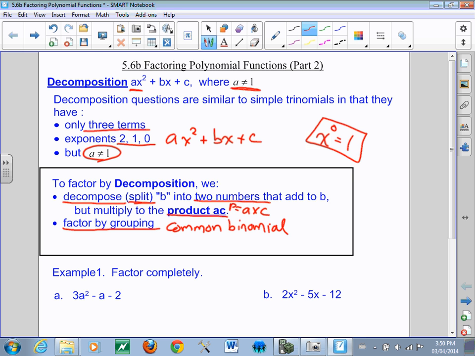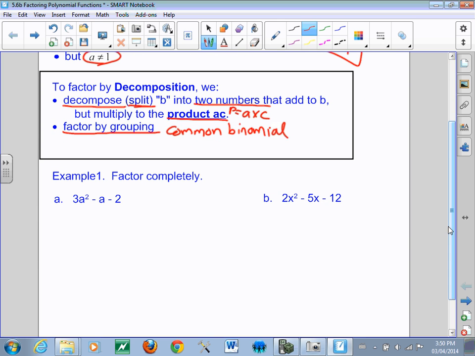We did do this in grade 10 and in grade 11, so hopefully you're close to mastering this, but I know it's a tricky one, so we're going to take our time and make sure we've got this figured out. All right, first of all, it says factor completely.